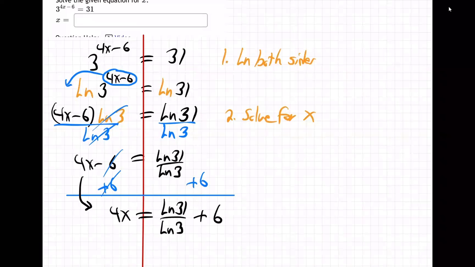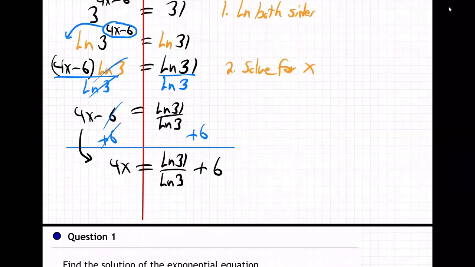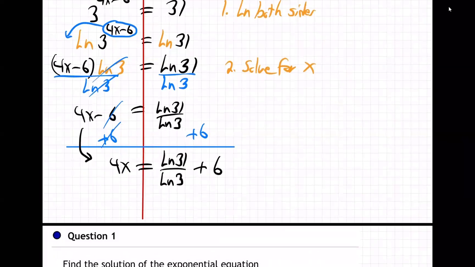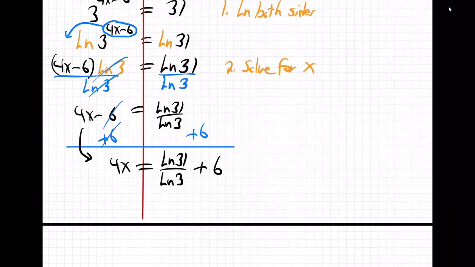All right, we're almost there. The last step is to divide by 4. Now, this can be a little tricky. I've noticed over the years that this is tricky. How do you divide this by 4? So watch carefully how we do this. I'm going to divide by 4 on the left side. I'll get x alone, right? But then I also need to divide by 4 on the right side. How do you do that?